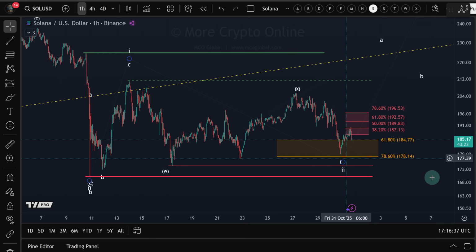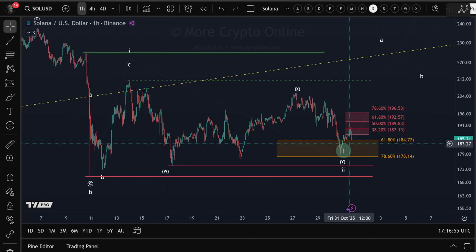I'm here on the 1 hour time frame currently on this chart, and we haven't really seen any major movements to the upside yet after the price basically touched here the $178 level, the 78.6 retracement of this rally, this bounce from the 10th of October.